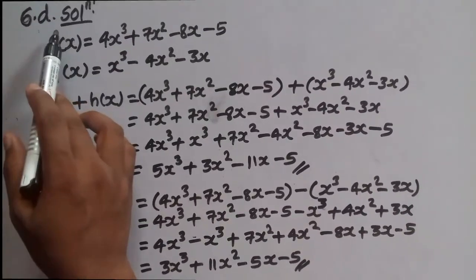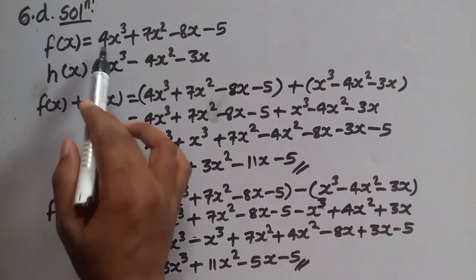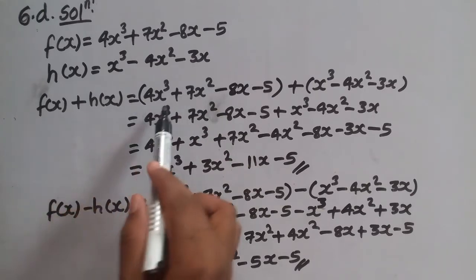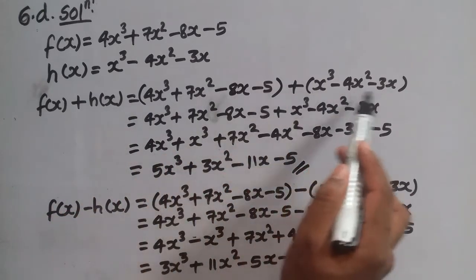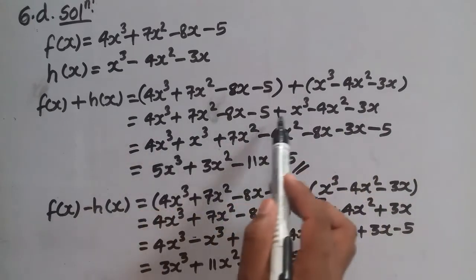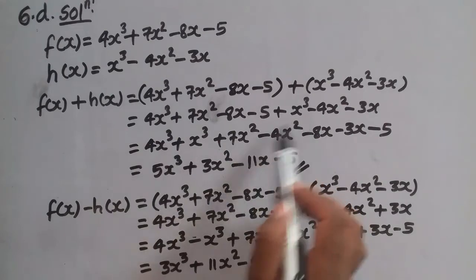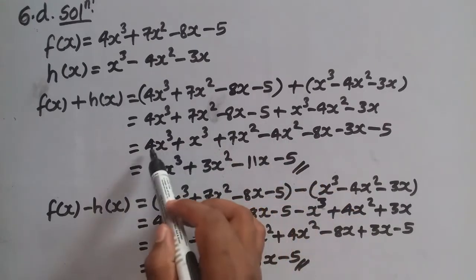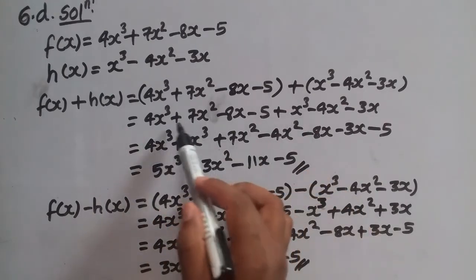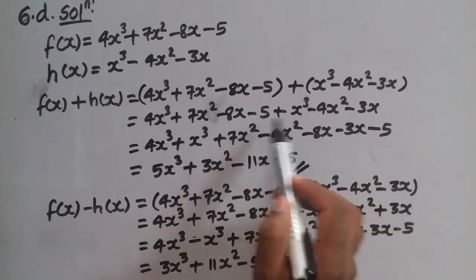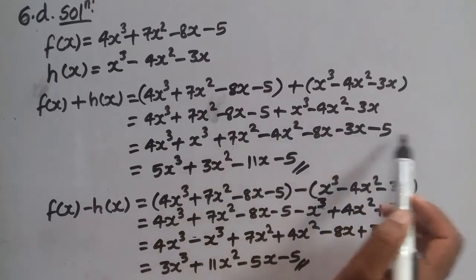In question number 6d, this fx and hx, these two are given polynomials, and we have to find fx plus hx. For this we have written this fx and this hx. In this step we have opened this bracket, then in this step we have arranged the like terms. This 4x cube, this x cube, 7x square, this minus 4x square, this minus 8x, this minus 3x, this minus 5.